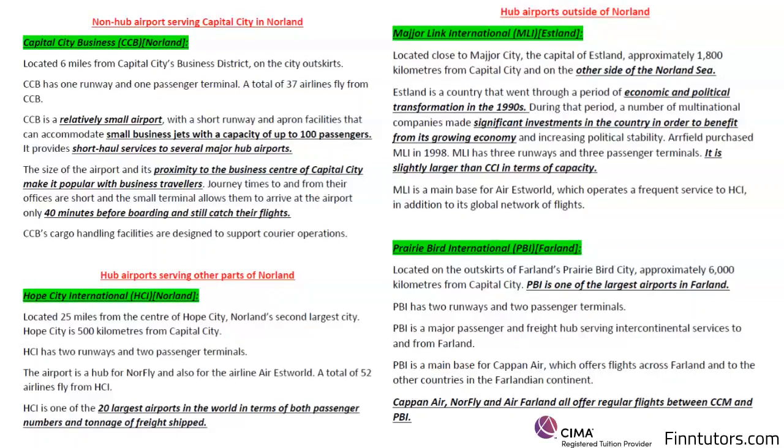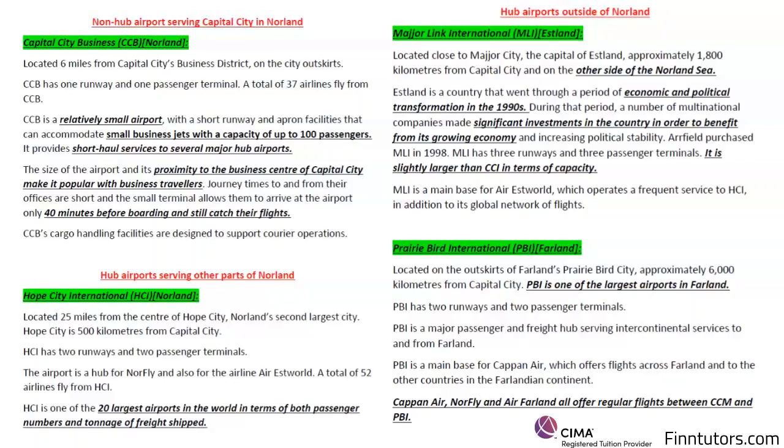CCB's cargo handling facilities are designed to support courier operations. So small courier operations, you are also working with them. Big competitive advantage for you to have this non-hub airport as well. You have another hub airport serving other parts of Norland. So in other parts of Norland also, you have 1 hub airport, which is Hope City International, owned by you.